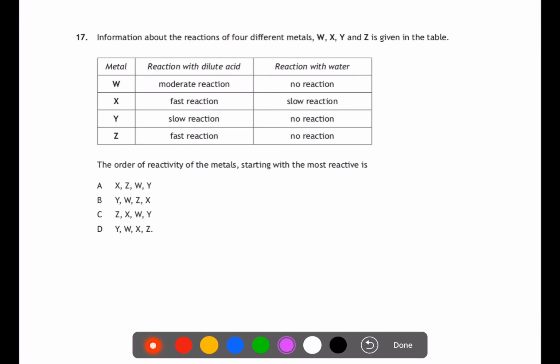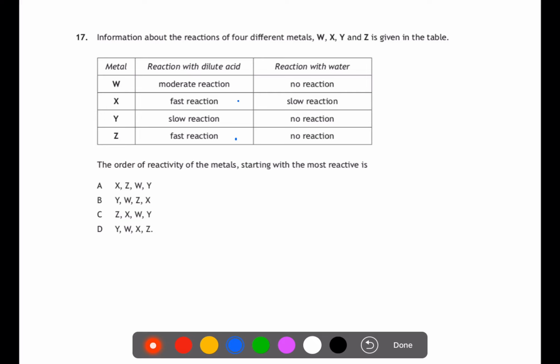Question 17. Information about the reactions of 4 metals W, X, Y and Z is given in the table, and we are to order them from most to least reactive. So we're reacting the metals with acid and with water. So first of all, if we look at the acid, the most reactive metal is going to have the fastest reaction with acid. So we have 2 options. We have X and we have Z, which both react fast with acid.